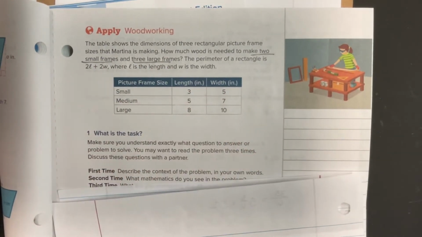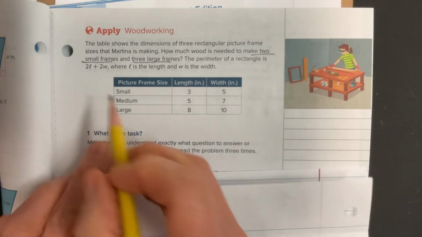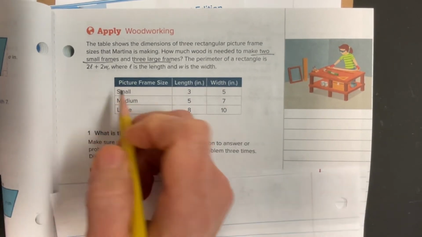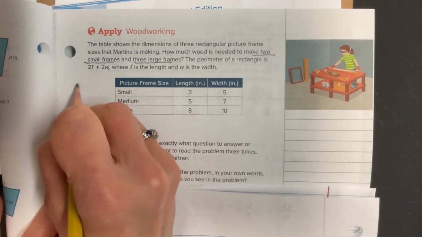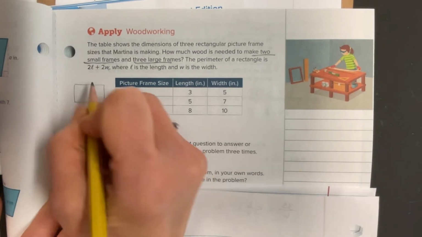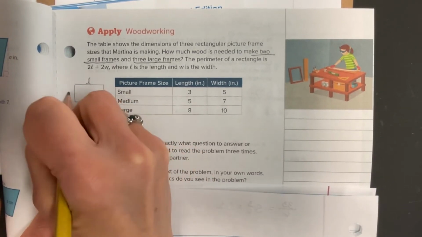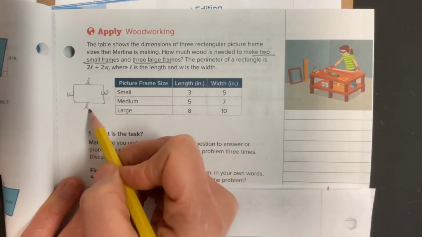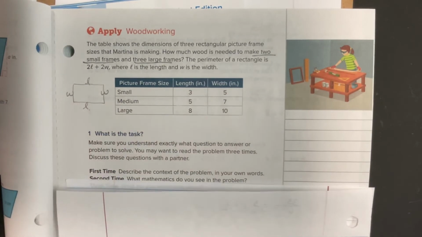The perimeter of a rectangle is 2 times the length plus 2 times the width. Hopefully you remember that. Should have done that a lot. Here's your lengths and here's your widths. You know, the perimeter, you add them all up. So you have 2 lengths and you have 2 widths that you add together. Okay. Notice that it's just asking about the small and the large frames.